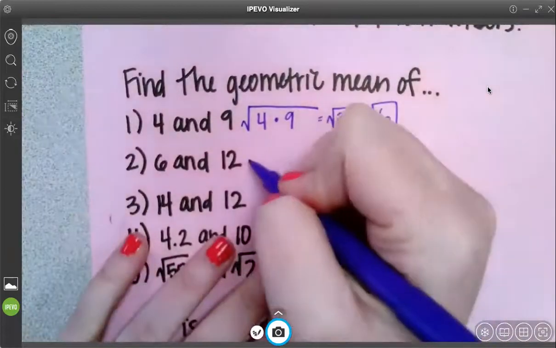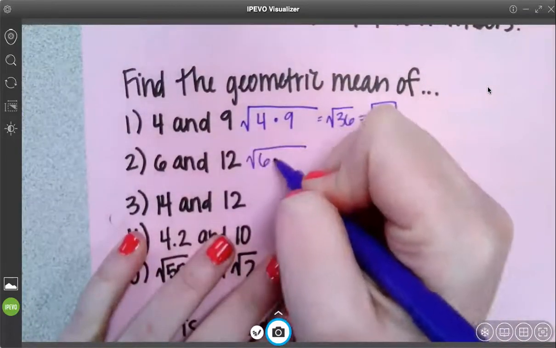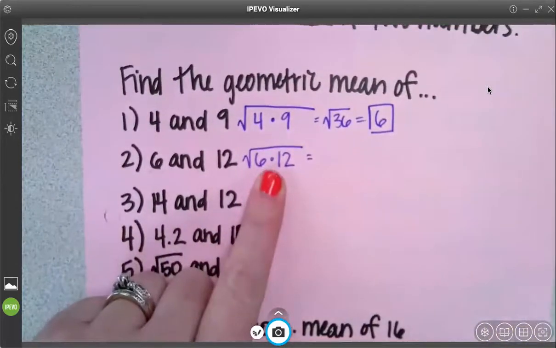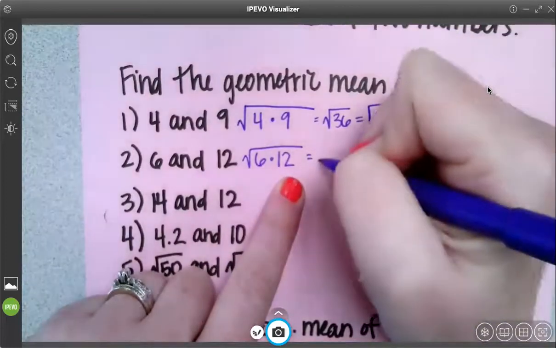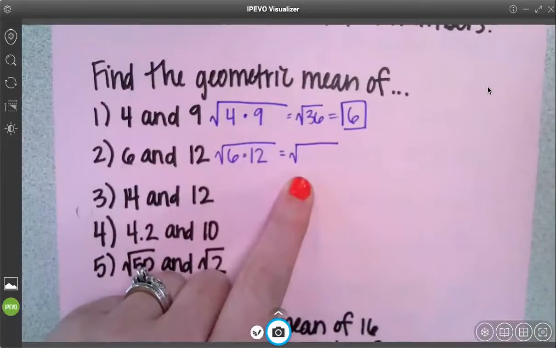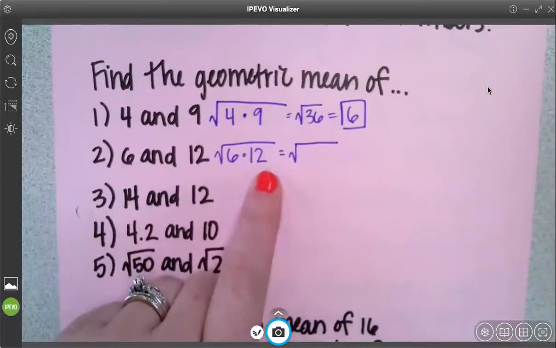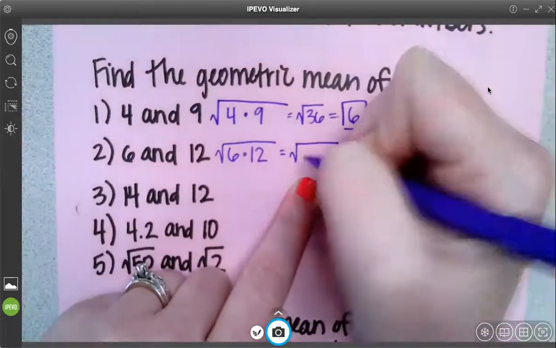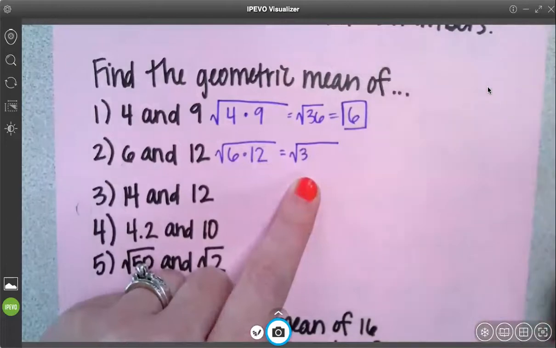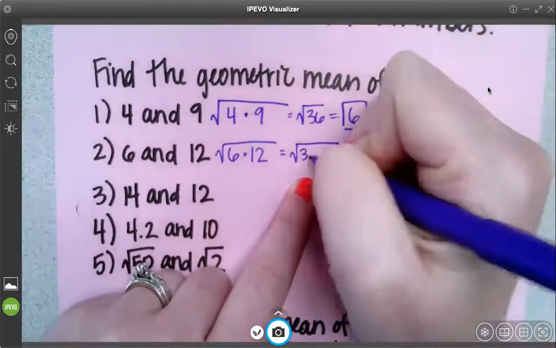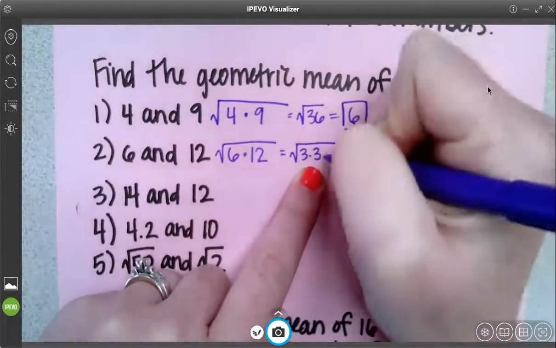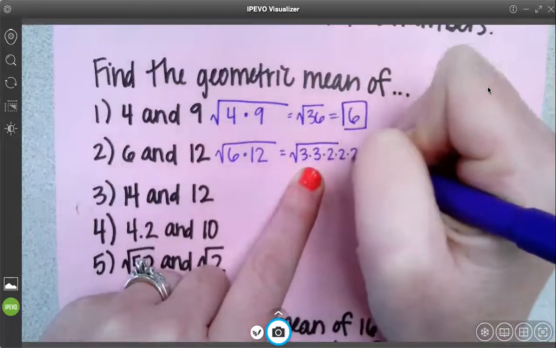Let's do 6 and 12. Geometric mean of 6 and 12, we set it up. Well, 6 times 12 is 72. And if you're factoring in your calculator, you can do menu, factor, and factor 72. It comes out to 2 cubed, and I'm sorry, there's some 3s in there also. It's 2 cubed and 3 squared. So I'm going to go ahead and write the 3 squared first since I accidentally wrote that first, and then 2 cubed is right there.